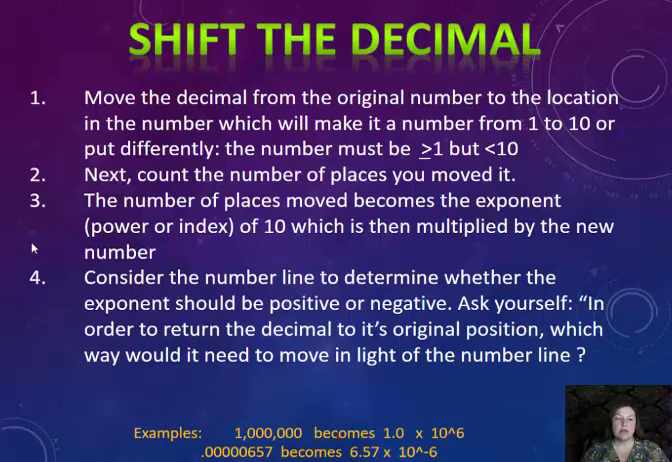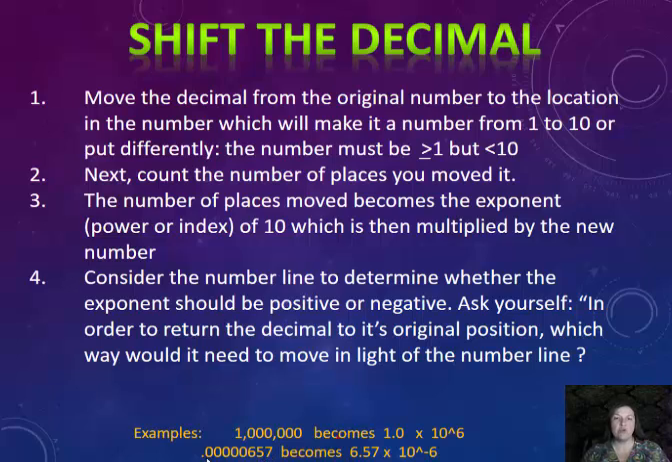Okay, so let's do it again, but now let's look at the example of the smaller number. We have this tiny fraction of a number. We have the decimal point, and 1, 2, 3, 4, 5 zeros, and then 657. That's a very small number.